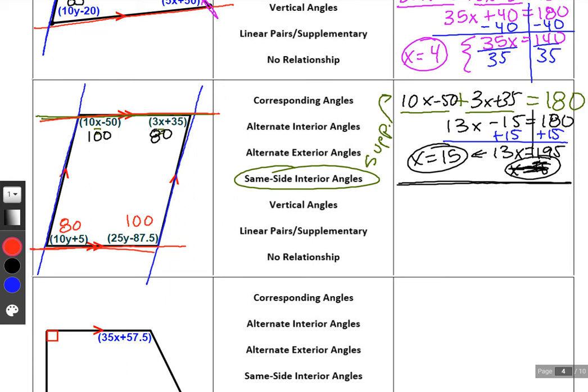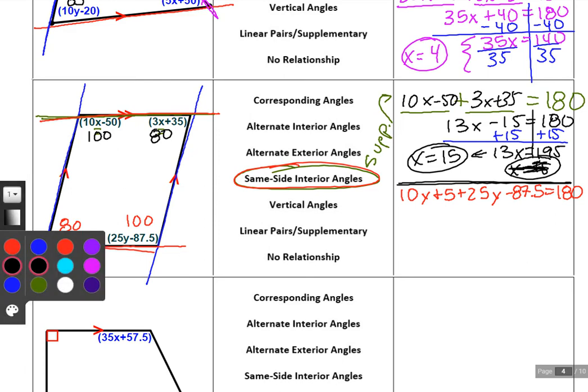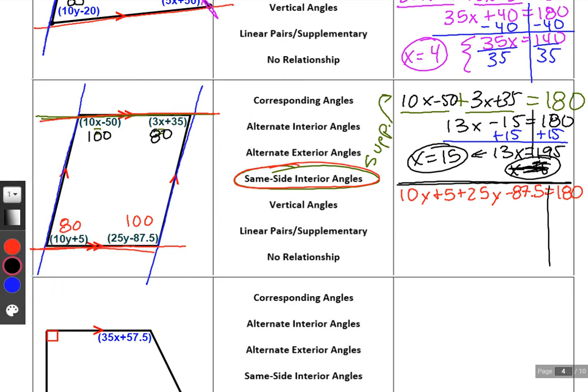We still have two angles that add together to make 180 degrees: 10y plus 5 plus 25y minus 87.5 to equal 180. So I just want to practice actually solving this bad boy out. So we have a lot of cleanup to do here. 10y, 25y, that's going to be 35y's. We have 5 minus 87.5, so we have minus 82.5.